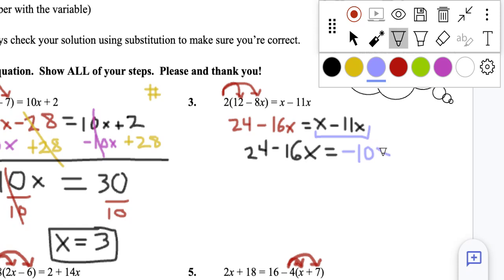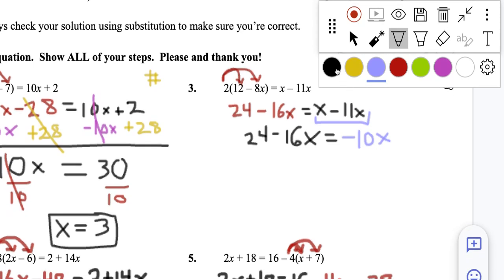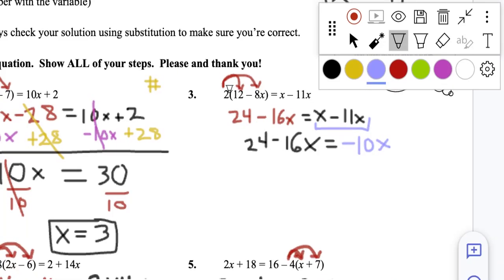Be very careful with those negatives, right? Did you get that? X minus 11x is actually negative 10x. Okay, next up. Do you have any questions about this so far? Raise your hand if you have a question so we can pause the video if we need to. Step 1, distribute. Step 2, combine like terms. The only thing I could combine was x and negative 11x. X minus 11x is negative 10x.